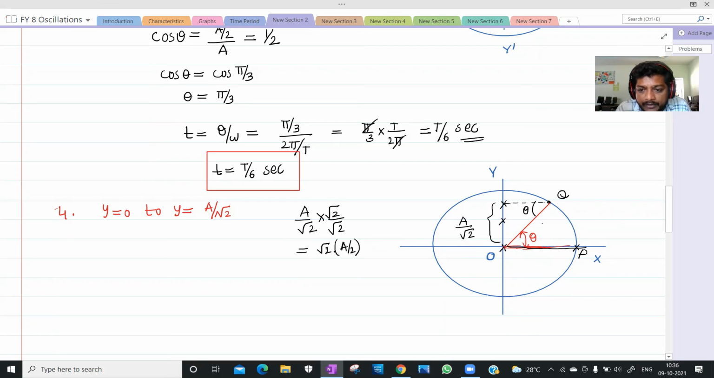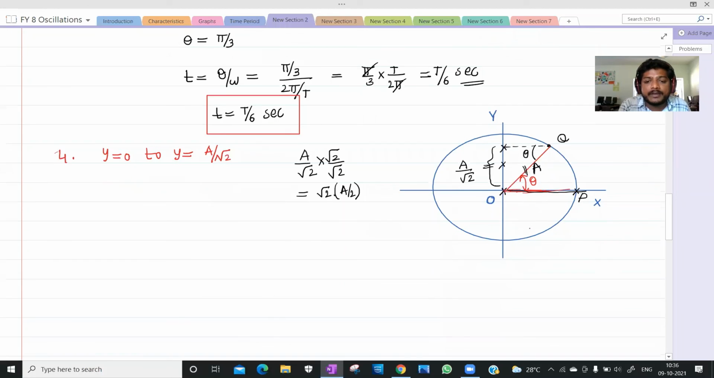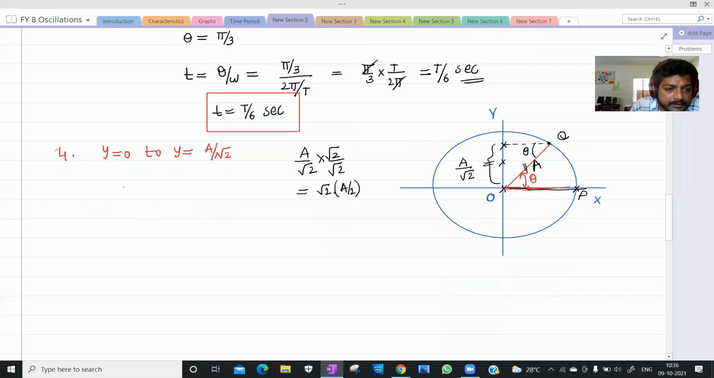This is a by root 2, and this OQ is nothing but a, the radius of the reference circle. This is the opposite side and this is the hypotenuse. So again we have to take sin theta. Sin theta is opposite side a by root 2 by hypotenuse capital A. Is it fine?